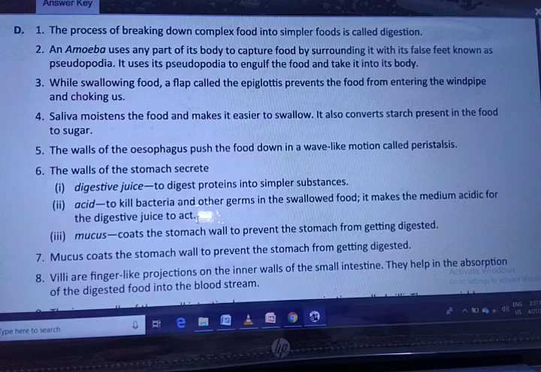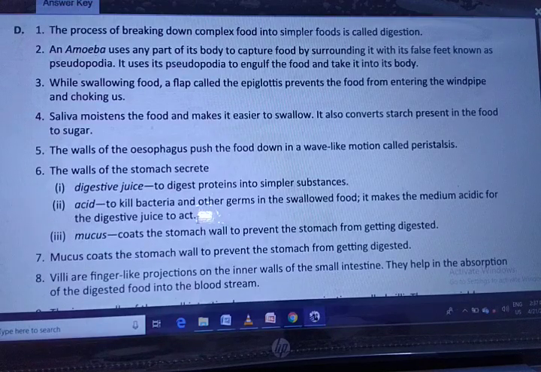Fourth question. What are the functions of saliva? Saliva moistens the food and makes it easier to swallow. It also converts starch present in the food to sugar. Now the next question. What is peristalsis? The walls of the esophagus push the food down in a wave-like motion called peristalsis.